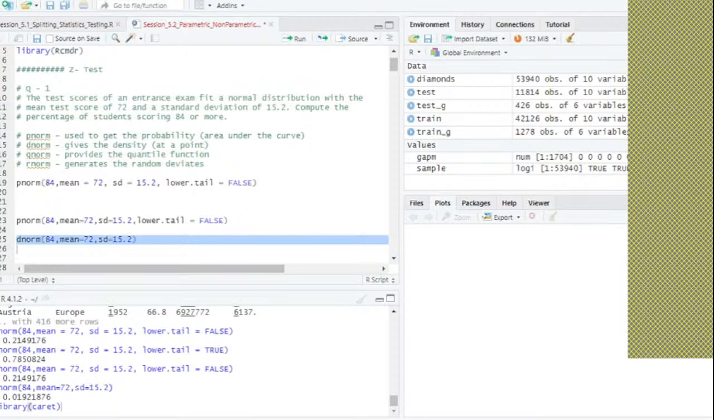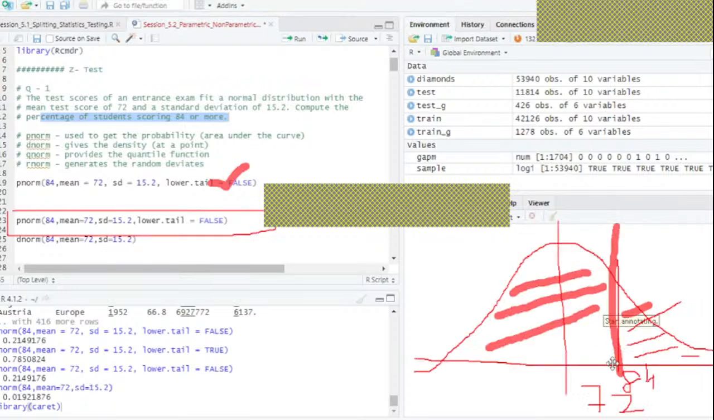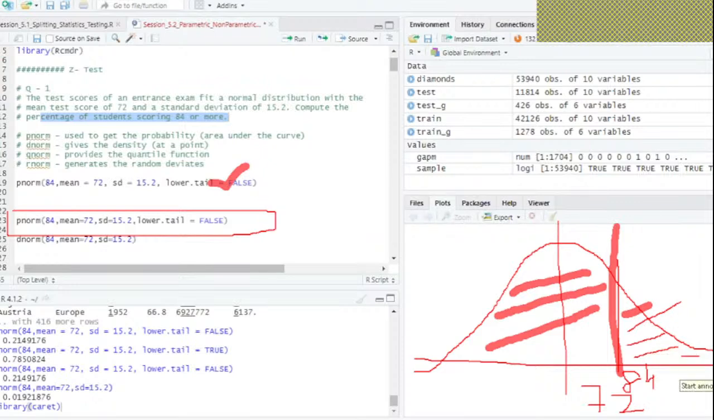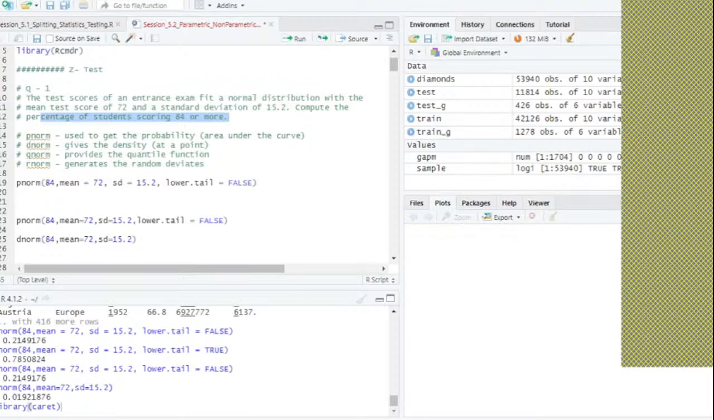What you can know, Lakshmi, but how can we know on which side, whether you have to use lower tail or upper tail? Lakshmi, read the question. What did it say? Percentage of students scoring 84 or more. So if I plot this, where is 84 or more, Lakshmi? On the right side? So I want the area on the upper side of 84.